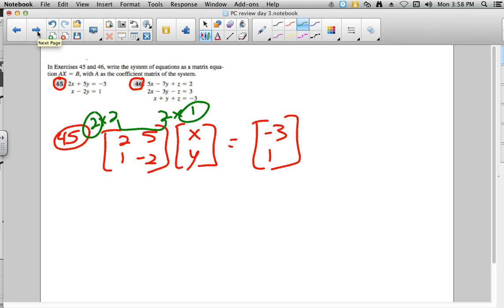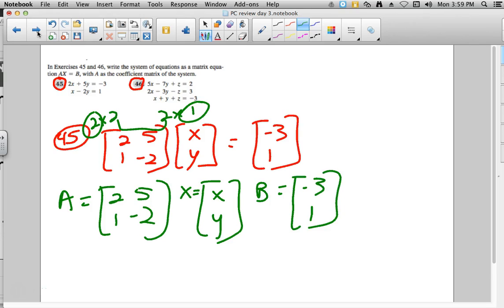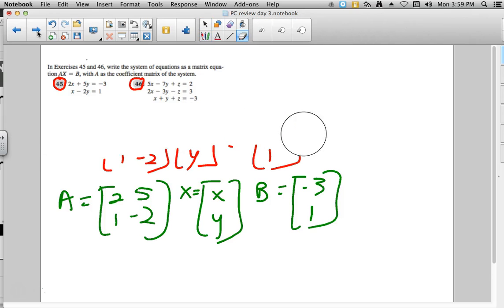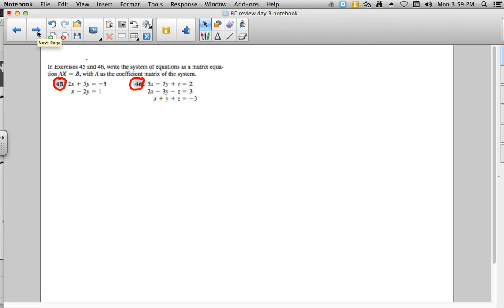So we just need to tell them A is our little 2, 5, 1, negative 2. X is our little x, y. And B is our negative 3, 1. They didn't even ask us to solve it. They just said, write it. There it is. There's the system of equations that we could use inverses for, but we have to keep in mind that matrix multiplication is not commutative, so we'd have to be careful with the order.